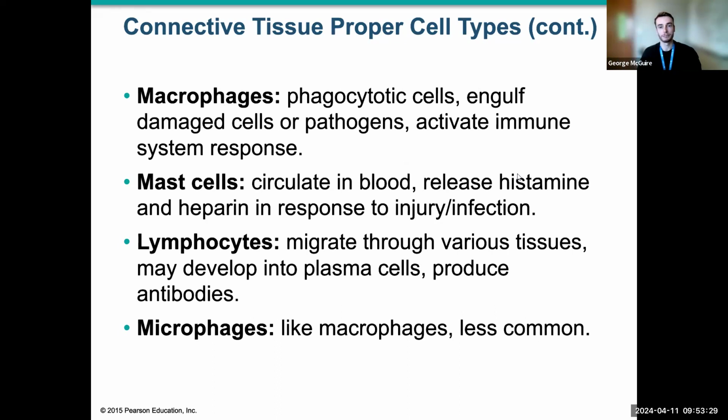Mast cells circulate in the blood. These are what release histamine and heparin, telling our body to send more blood, right? Dilating the blood vessels so that more blood is getting to the areas of damage and starting that process of then constricting smaller blood vessels and forming blood clots so that you're not losing blood. Lymphocytes are the mature blood cells of our lymph. They migrate through various tissues and can develop into other blood cell types. And then microphages are small macrophages. Basically, they're just less common.